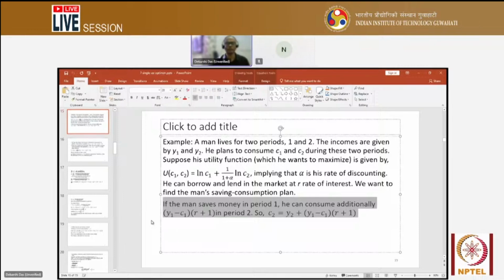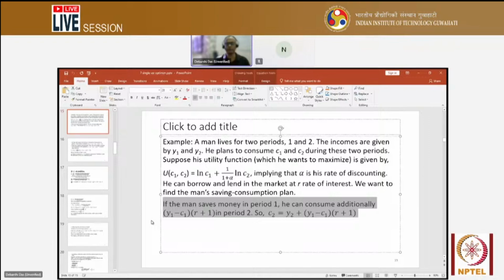So suppose in period 1, he is saving some money. How much money is he saving? Y1 minus C1, because his income is Y1 and his consumption is C1. So Y1 minus C1 is the money that he will be saving. Now on that, he will earn some rate of interest. What is the rate of interest? R. Okay, in period 2, and he lives for only 2 periods.